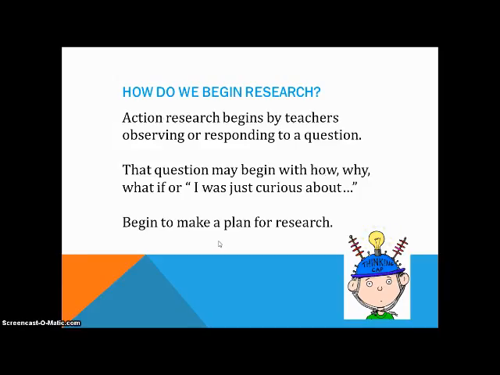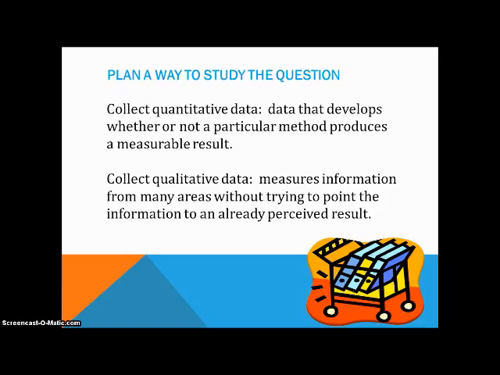How do we begin research? Action research begins by teachers observing and responding or asking a question. That question can be asked with how, why, what if, I was just wondering about, or I was curious about. For example, how could I increase reading for enjoyment in the library? And then we would finally begin to make a plan for research.